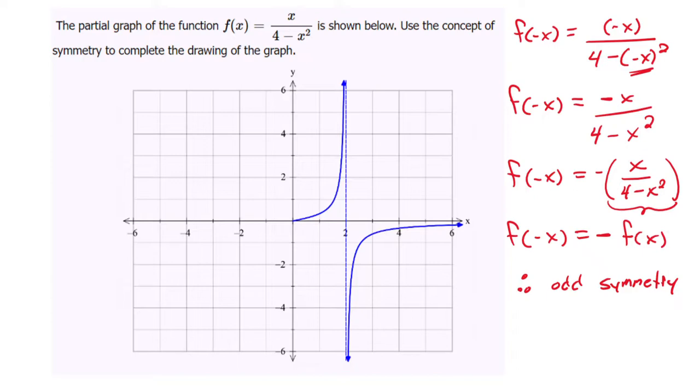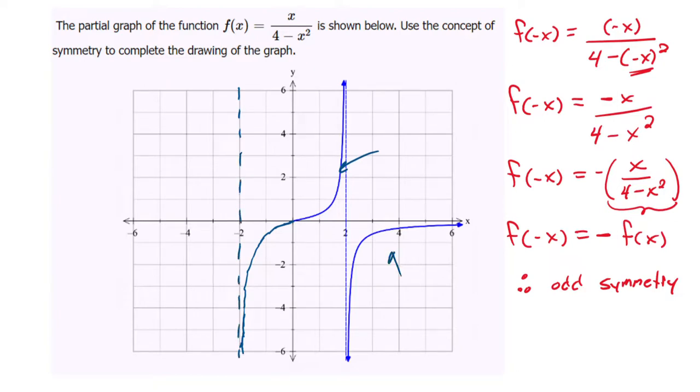So odd symmetry is going to tell us that it is symmetric about the origin, right? So in this case, what's going to happen here is that this part of the function here that's up in the first quadrant, that'll be down here in the third quadrant. And it's going to look something like this, right? So you can see that I have an asymptote again, but just now at -2.